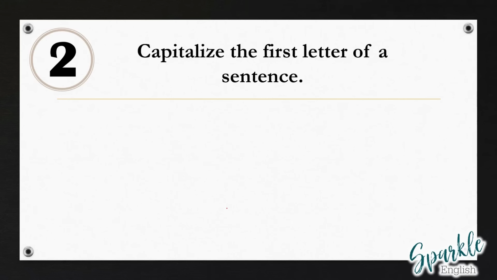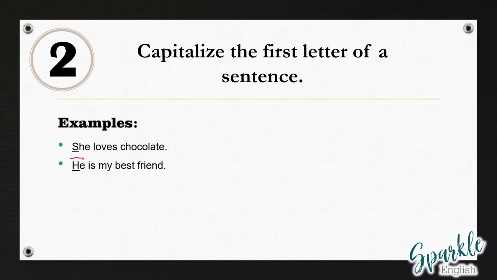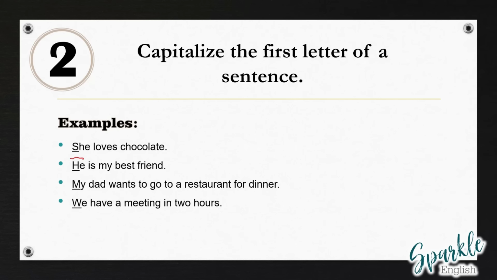Rule number 2. Capitalize the first letter of a sentence. Examples, she loves chocolate. So you can see we have to capitalize she. He is my best friend. My dad wants to go to a restaurant for dinner. We have a meeting in 2 hours. So always capitalize the first letter of a sentence.